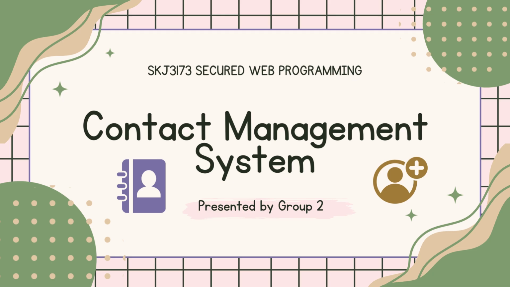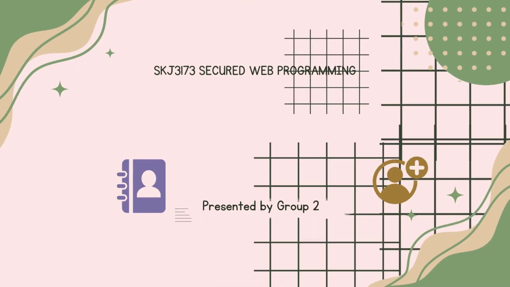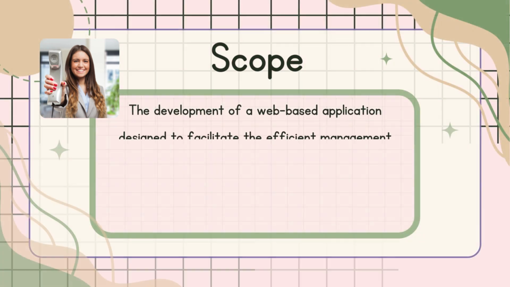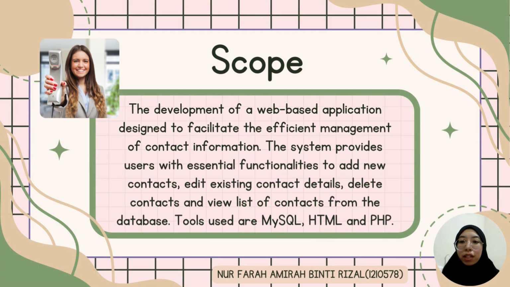We'll present about contact management system. This is our team members. First, Farhana. Second, Amirah. Third, Nabehah. And lastly, Nabilah. Next is the scope of contact management system.